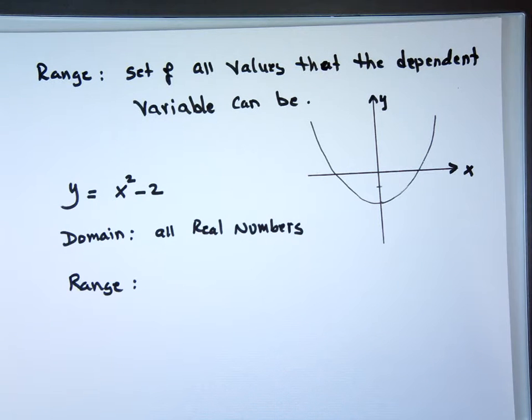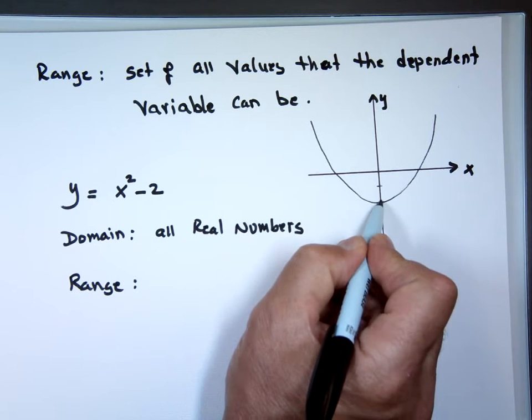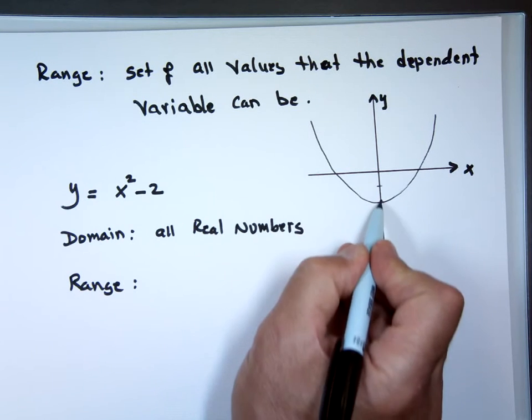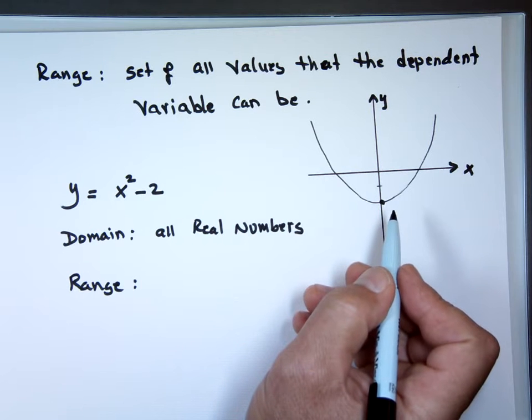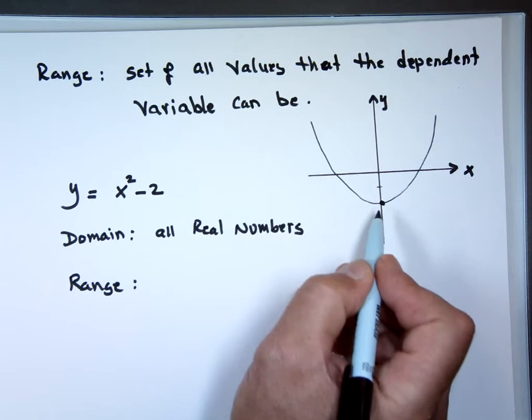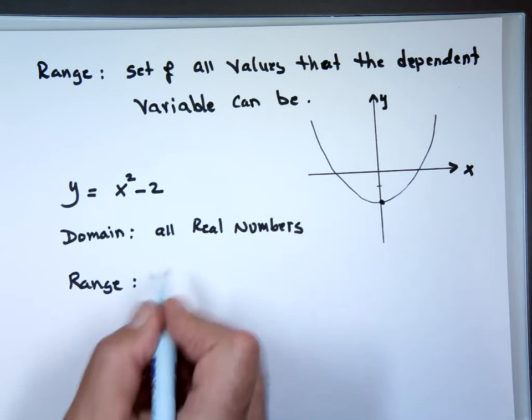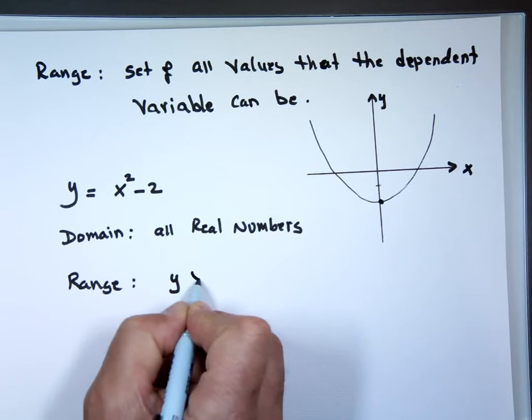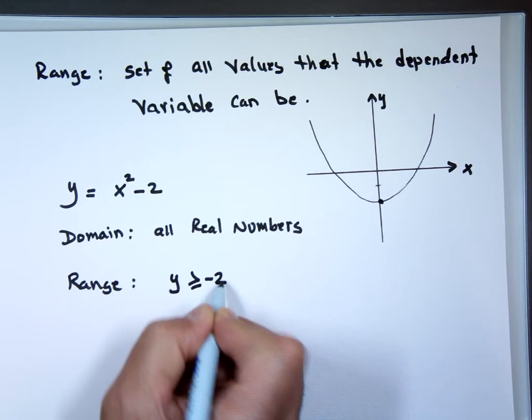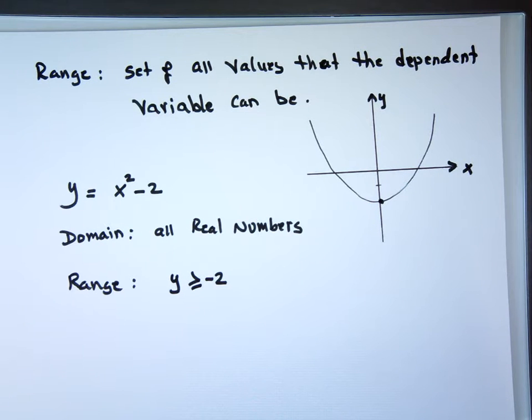What's my range? Where is the y value going from where to where? What is the smallest y value that you see there? I see this point. And what's that value? Negative 2. And what's the largest y value that you see? Infinity. The range: y is greater than or equal to negative 2. It's going upward from negative 2 all the way to the sky, to infinity.